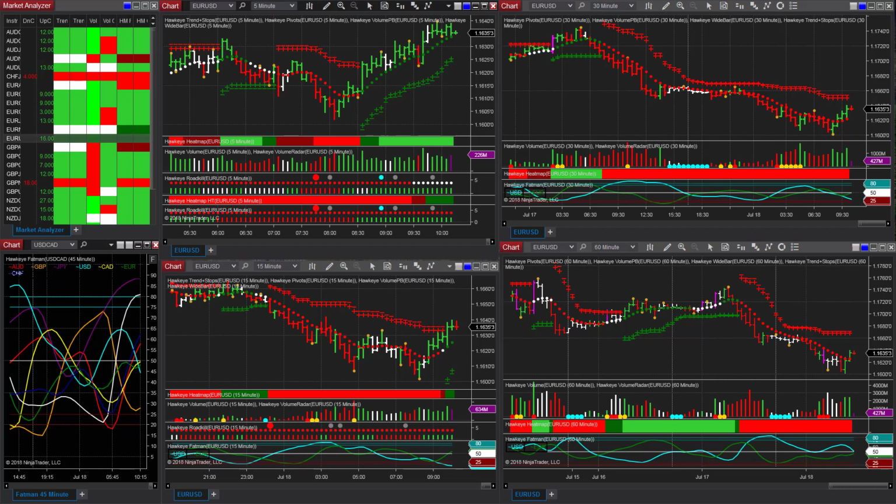Rick, the Hawkeye Fat Man and the Tomahawk Fat Man are identical, except for the time frames. The Tomahawk Fat Man will allow you to input and show multiple time frames, any time frame, even on MT4, whereas the regular Fat Man won't. That's the only difference between the two. But as far as being able to see trends, overbought, oversold conditions like here, you can use the Fat Man or the Tomahawk Fat Man identically.